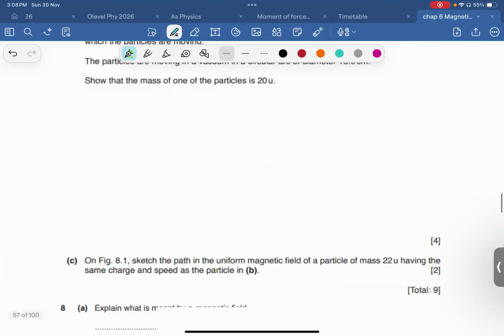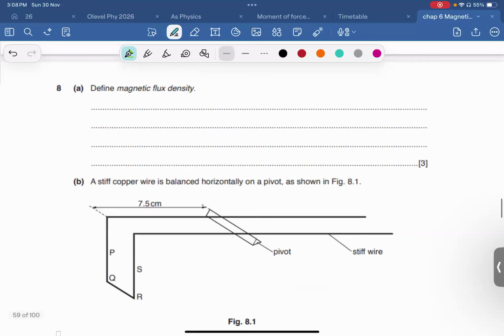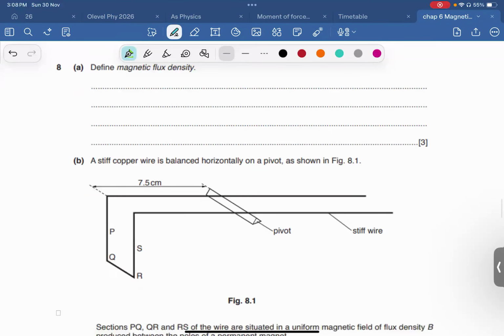Moving on to this. Okay, let's try this one. Irfan, can you read the question? Yes, sir, sorry. Define magnetic flux density.